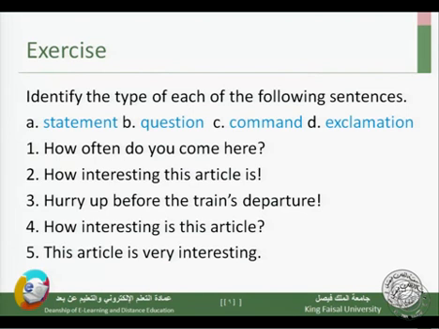Number 2. "How interesting this article is!" At first glance, you will think that this sentence is a question. You have a question word, how, and you might think that this is a question, but if you look carefully here, you will see that the verb is at the end. It doesn't come before the subject. This article is the subject, and the verb doesn't come before it. And you will also notice an exclamation point at the end of the sentence. So this is an exclamation sentence.